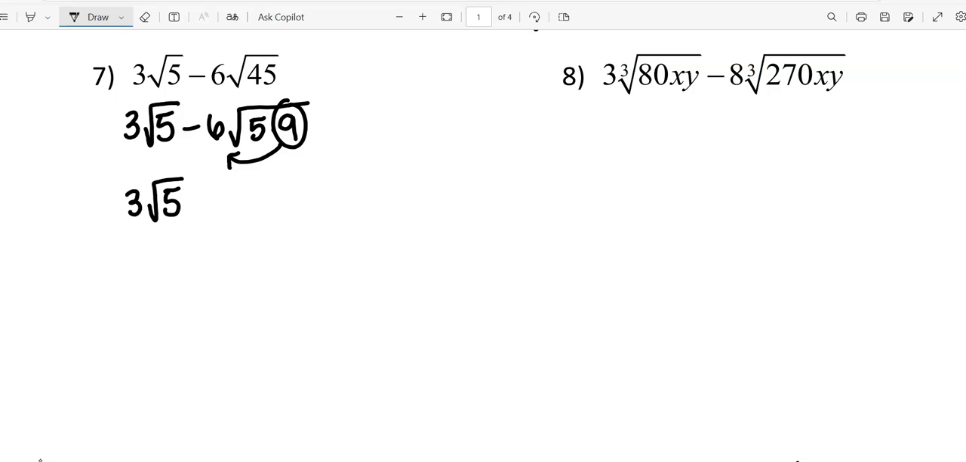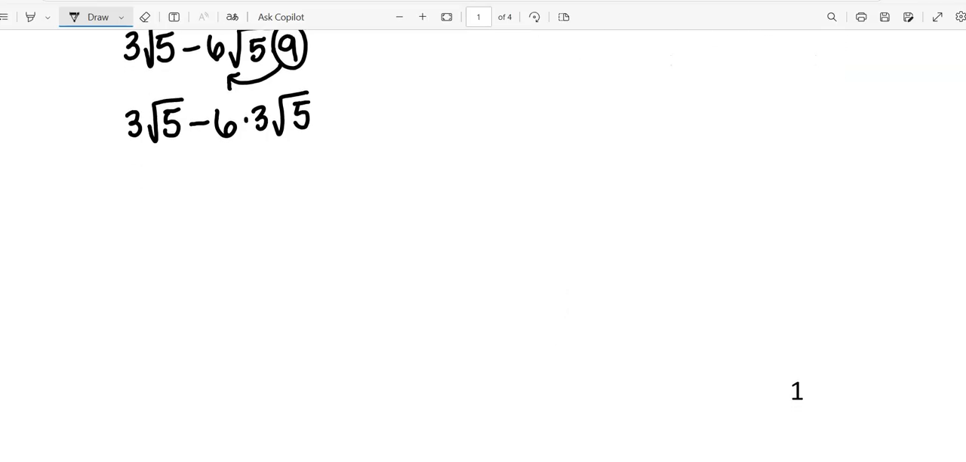3 square root of 5 minus 6 times 3 square root of 5. Some of you will be like, do I really have to show all those steps? No, but I'm going to show every step so that we don't lose people today. 3 square root of 5 minus 6 times 3 is 18 square root of 5. Now I have what I just called like terms. They're both square roots of 5.